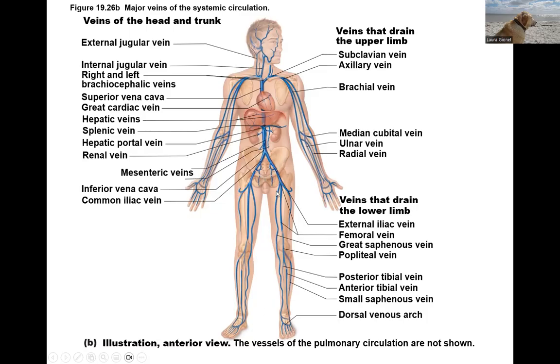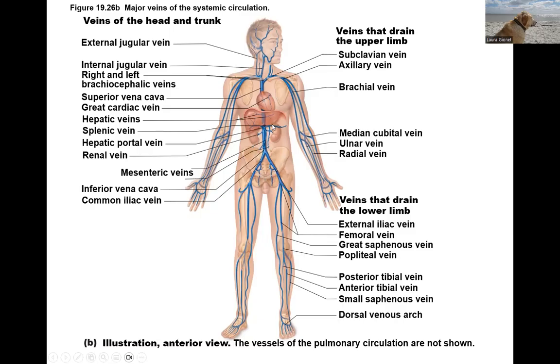The great saphenous merges with the femoral vein to form the iliac vein. And now they're passing again under the hip joint, the inguinal ligament, as the right and left iliac veins respectively. They merge to form the inferior vena cava. Connecting to the inferior vena cava are going to be the veins from the kidneys.